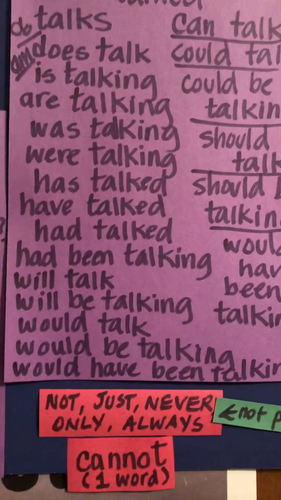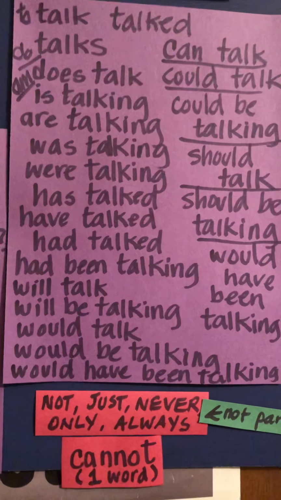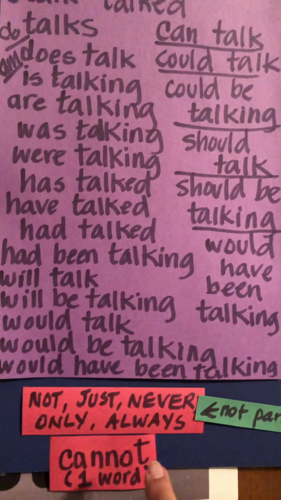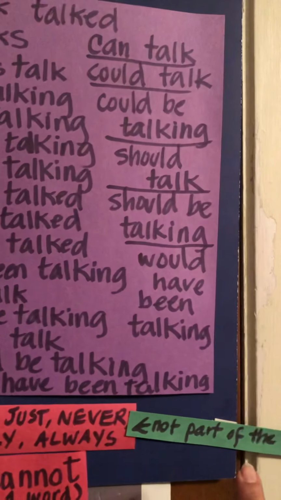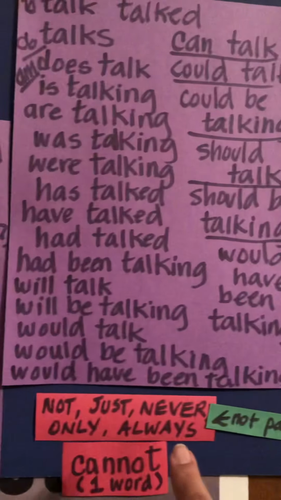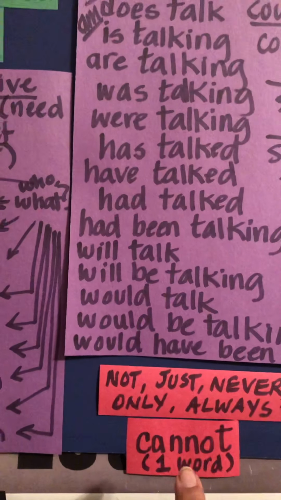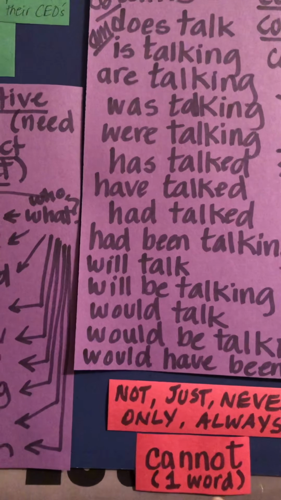Okay, now be careful. These words, not, just, never, only, always, are not part of the verb. And by the way, the word cannot is only one word.